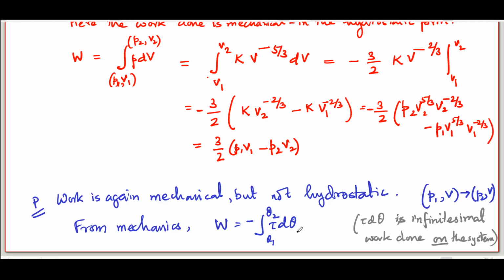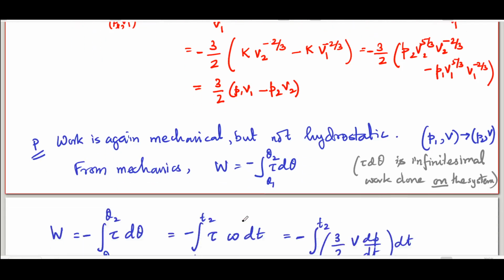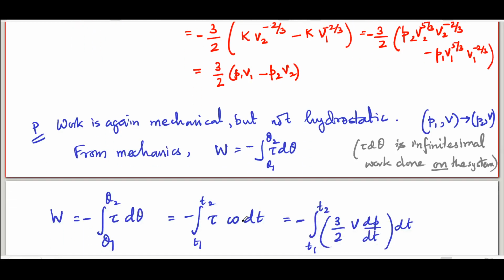But because here we are talking about work done by the gas, I have to add an extra minus sign in the front. So our expression, the one we are trying to find out for this particular kind of path, the path P, is the integral of tau d theta from theta 1 to theta 2, but with a minus sign in front. Now this is pretty easy to work out because tau d theta can be replaced by tau times omega dt, d theta being simply the angular velocity times the time interval.